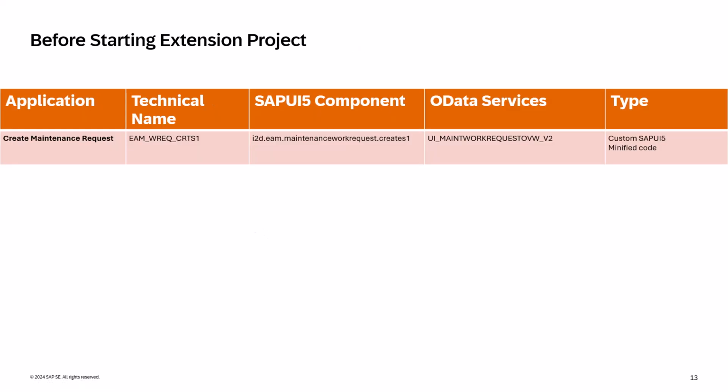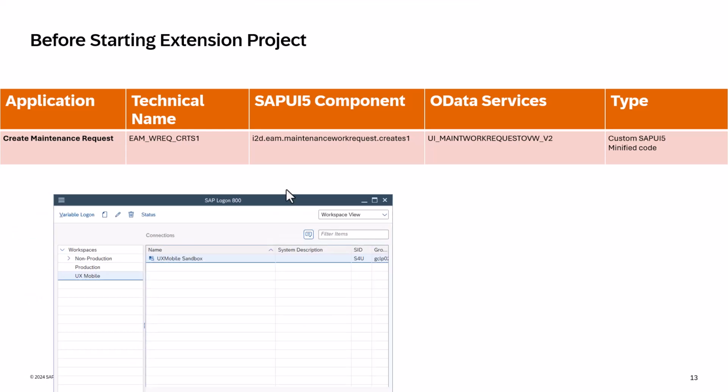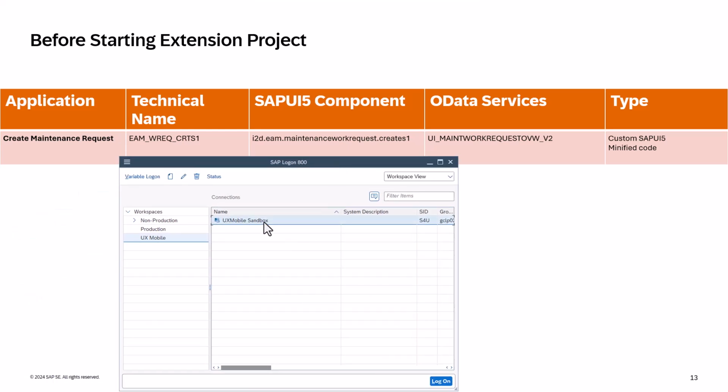Okay, so now before you start an extension project, let's say you're going to extend a custom freestyle Fiori application. In this case, I've taken the example of create maintenance request. This is a SAP UI5 custom freestyle application, and I want to extend it. Before you do that, you want to go into your SAP logon and open up the SC80 transaction code.